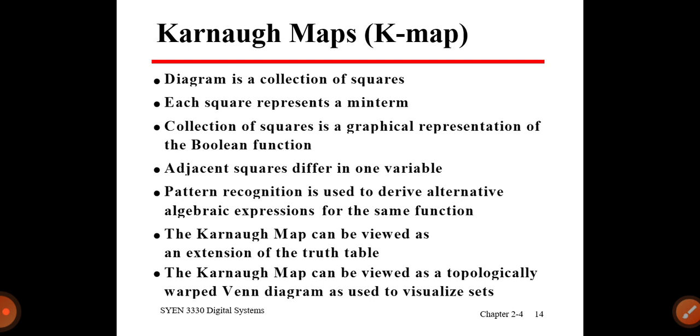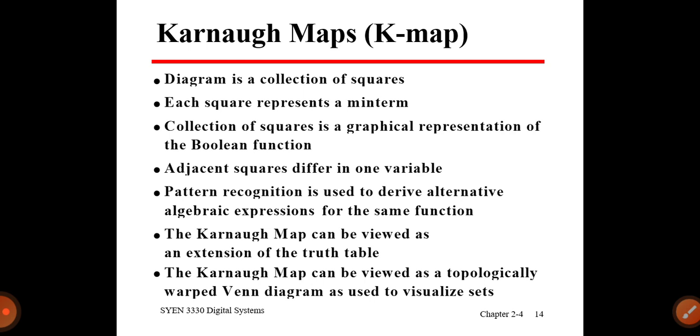Pattern recognition is used to derive the alternative algebraic expressions for the same function. The Karnaugh map can be viewed as an extension of the truth table. A truth table only gives the answer, while the Karnaugh map can be seen here as a group. That is the difference between the truth table and the Karnaugh map.